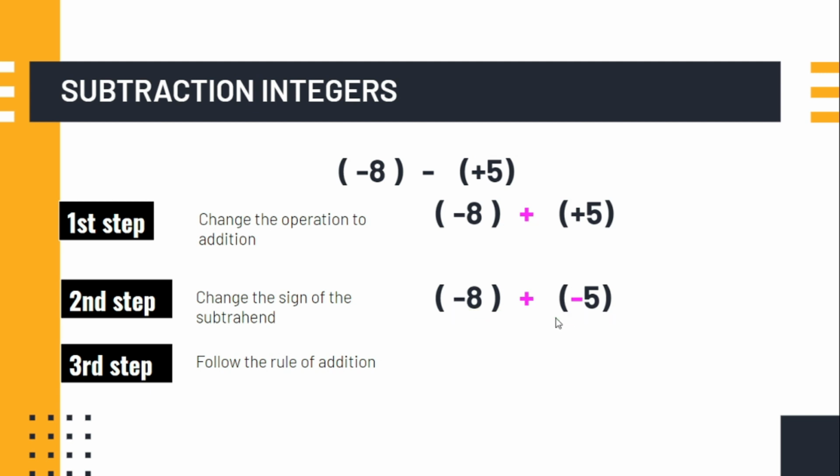Okay? And then after that, we've changed the operation and we've changed the sign of our subtrahend. Therefore, let's follow the rule of addition. Negative 8 added to negative 5, both negative. What do we do? Just add them. Okay? 8 plus 5, that's 13. Copy the negative sign. So, negative 13. Okay? Next.